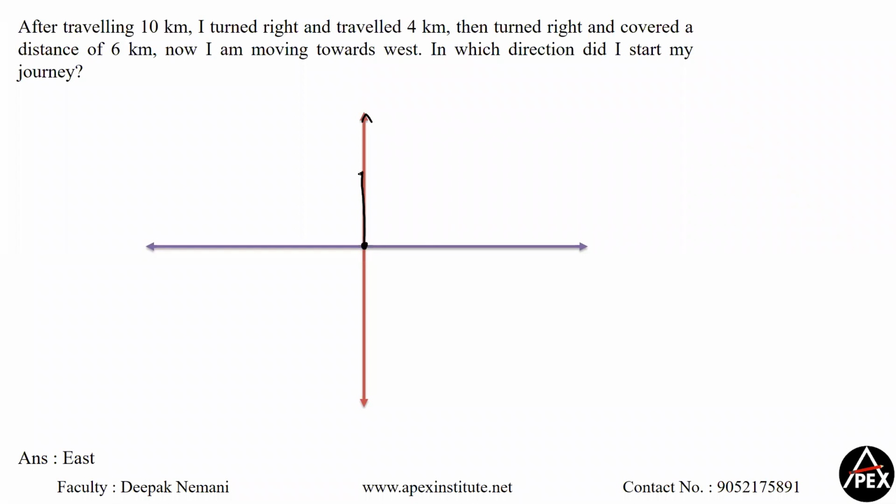Okay, so after traveling 10 kilometers, I turn right. So this will be right, and 4 kilometers. Then turn right again. So I am facing this direction. So this will be right, and I'll be moving in this direction and covered a distance of 6 meters. Now I am moving towards west. So it is given that this is west direction, isn't it? So if this is west, okay, what is the answer? Oh, sorry, what was the question asked? In which direction did I start my journey? I have considered that I have started my journey in this direction. So if this is west, this should be east. So the answer for this question should be east.